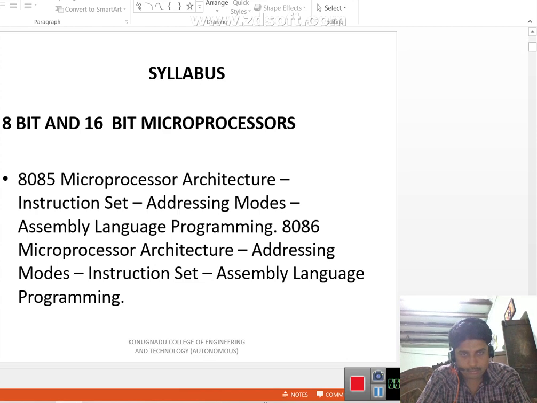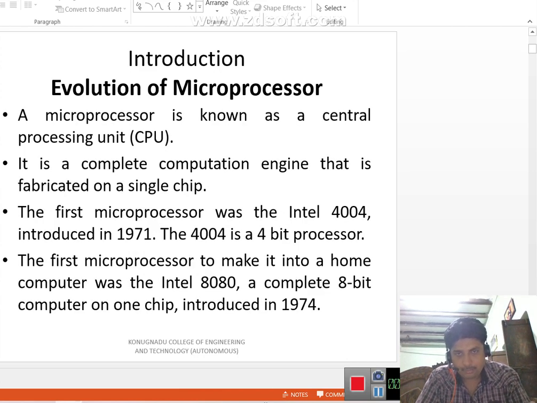Okay, let us talk about the introduction. How the microprocessor evolved. So we must know the evolution of the microprocessor. A microprocessor is nothing but a CPU built in a silicon chip. That is a complete fabrication; the entire process comes under a fabrication chip. The first microprocessor was introduced in 1971. It is a 4-bit processor. Nowadays they are using 32-bit and 64-bit, but at first they used the 4-bit processor.